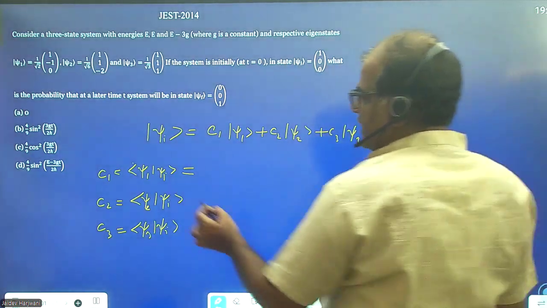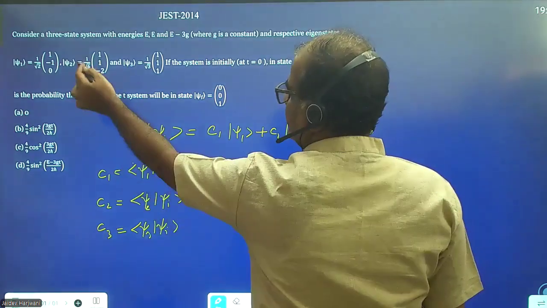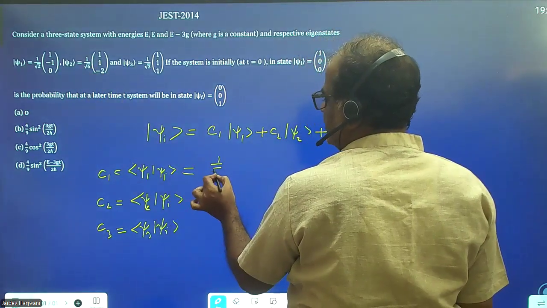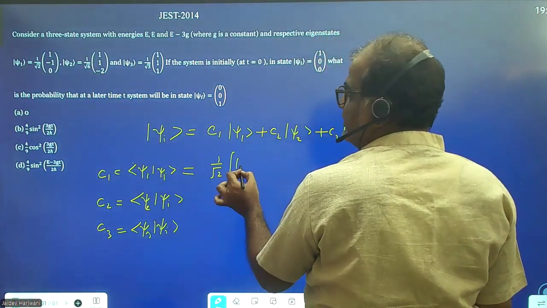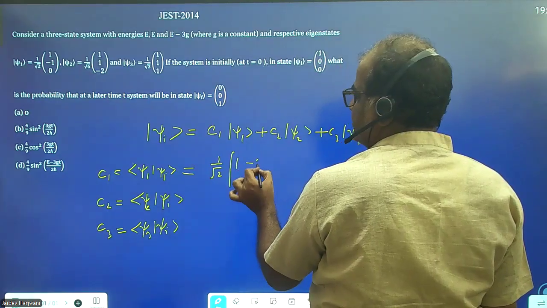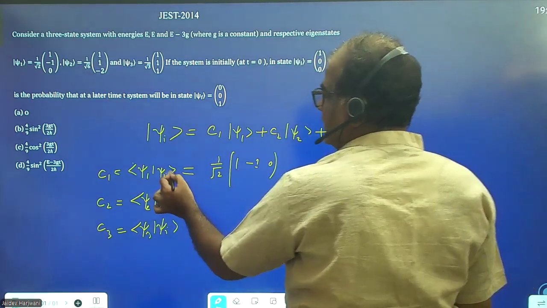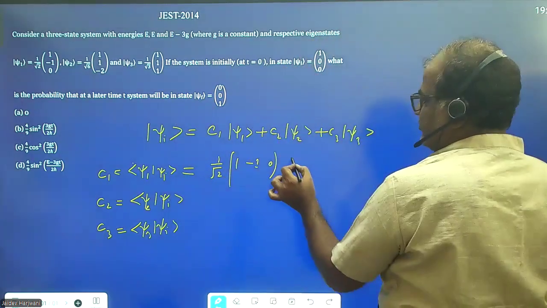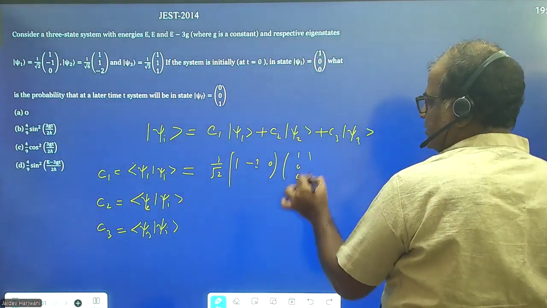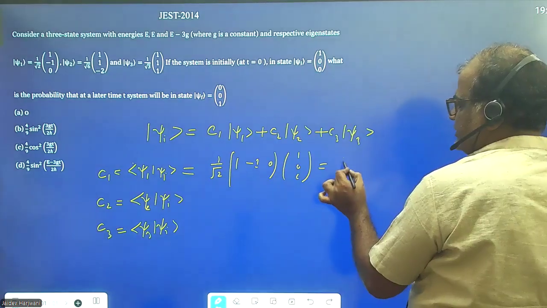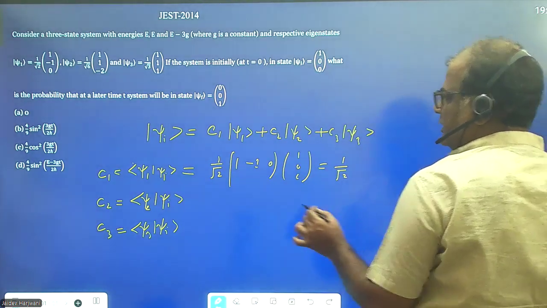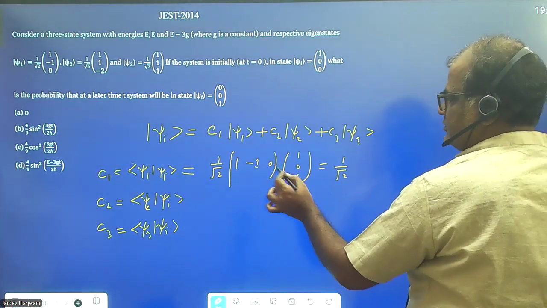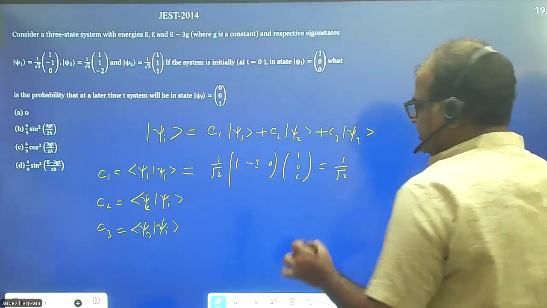So psi 1 is given as 1 by root 2 times (1, minus 1, 0). And psi I is already given as (1, 0, 0). Now let us solve this one. This gives me 1 by root 2, and this gives me 1, 0, 0. So this is 1 by root 2.